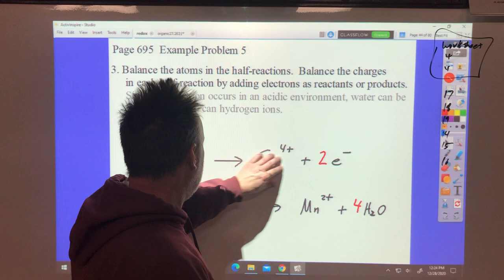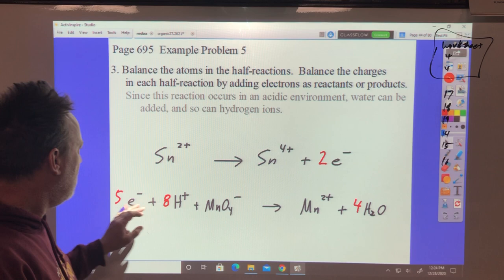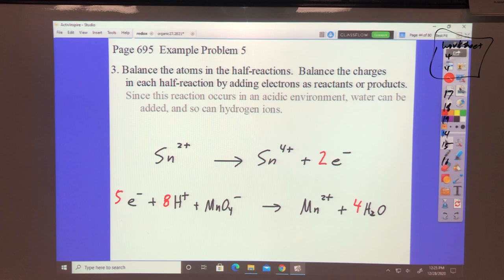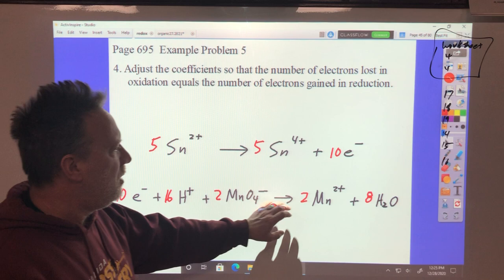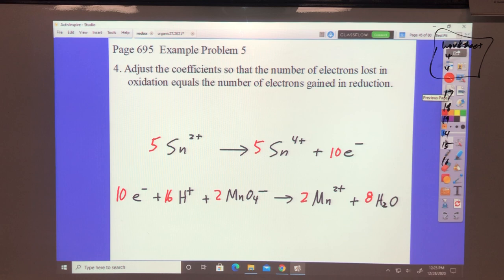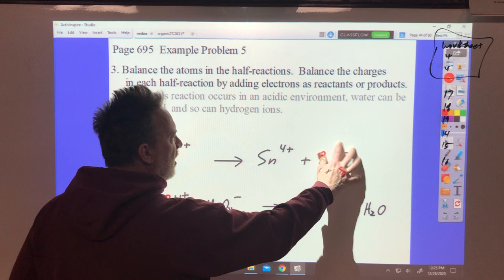What's the least common multiple? Two, five, so I need to double this. Five times this whole thing. When you do that, you have five, five, and 10. Double this: 10, 16, 2, 2, 8. So step four is to adjust the coefficients so the electrons will cancel. So we're at five times this, double this.